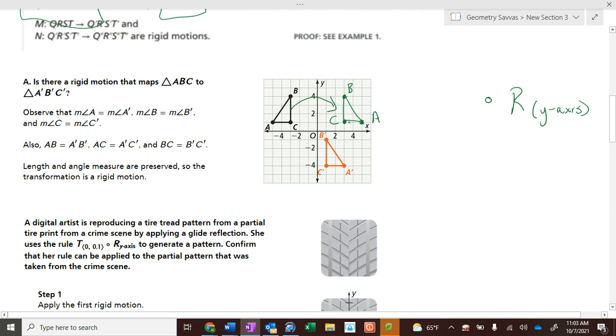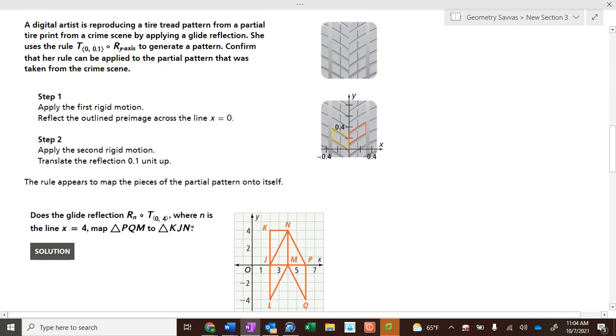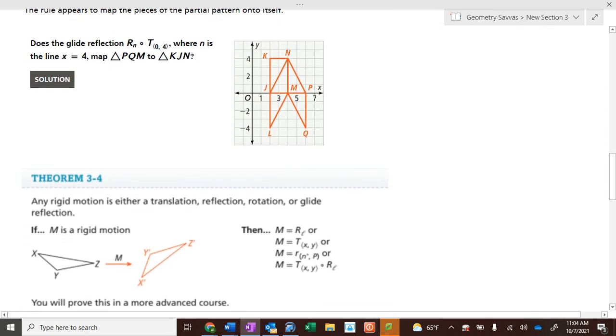Then what we have to do is slide it this way. So A goes back 2 and down 5. That's a translation of back 2 and down 5. And that's our composition of transformations, which is called a glide reflection. We glide and we reflect in that problem. But the order is not commutative. You have to do this first and then this for it to work. We're going to skip over the first one and go to this one.